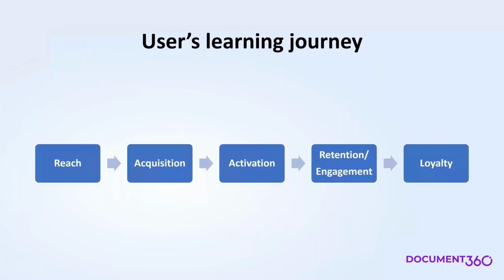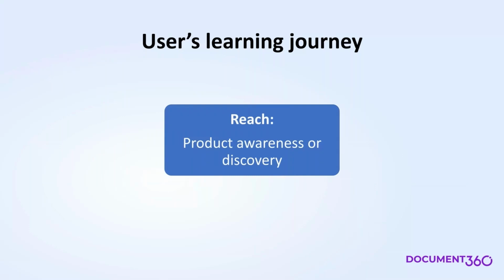Now taking a look at the user's learning journey. There are different stages when someone is trying to adopt a product, right? The first is the reach. Reach is where the user comes in touch with you and your company for the first time. This is called the awareness or the discovery stage. It can be in different forms. It can be someone landing upon your product website, someone going through a LinkedIn post, or even a referral given by a friend. But that is where it creates a curiosity in you to try out a product.